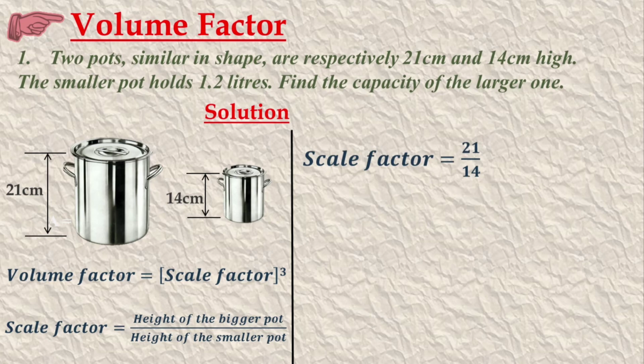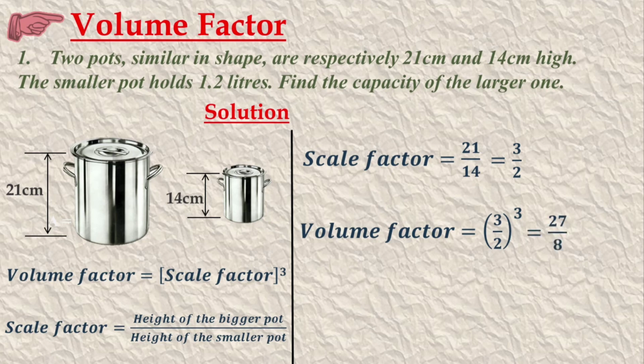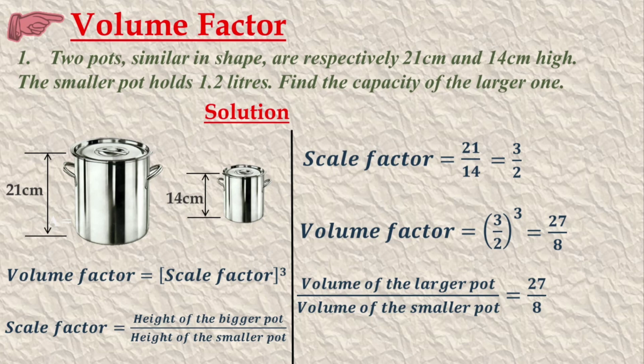7 can go into 21 to give you 3, and 7 into 14 is 2. So the volume factor will be 3 over 2, all cubed. 3 cubed is 27 and 2 cubed is 8. This means that the volume of the larger pot over the volume of the smaller pot will be equal to 27 over 8. Remember that we are asked to find the volume of the larger pot if the volume of the smaller pot is 1.2 liters. So if we substitute into this equation, we would have the volume of the larger pot over 1.2 equal to 27 over 8.